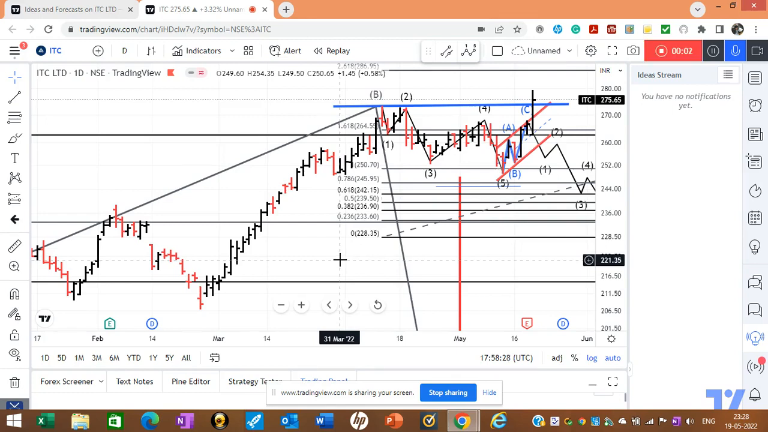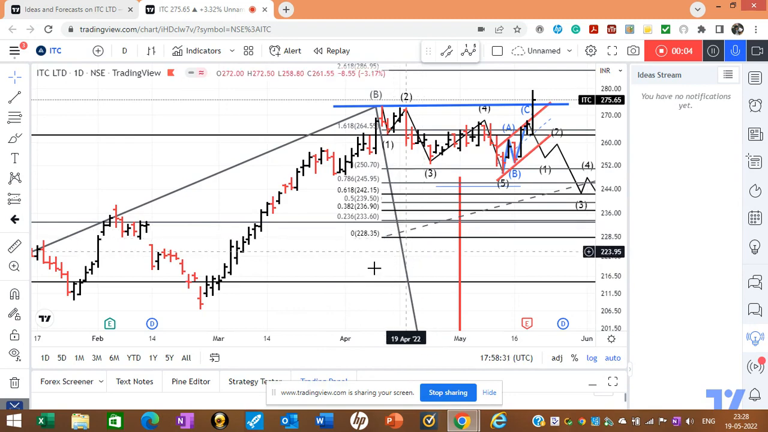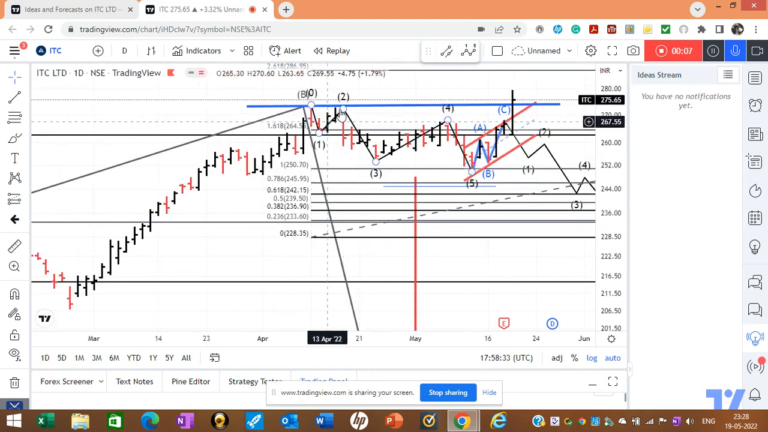Okay, this is ITC, and my earlier analysis was a 1, 2, 3, 4, 5 wave decline and then an ABC correction, and I was expecting a wave down. But today, this spike went up.